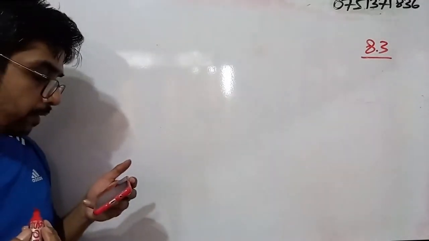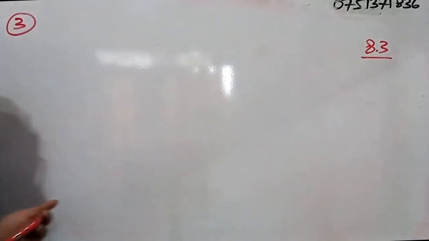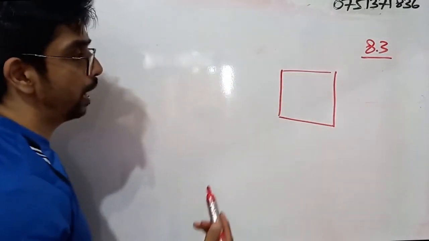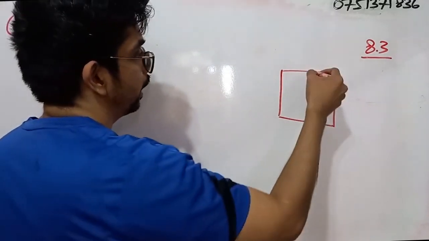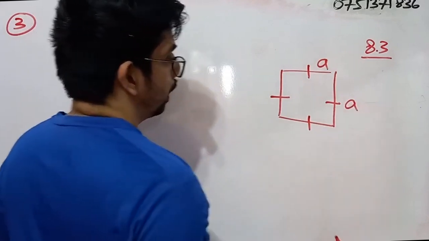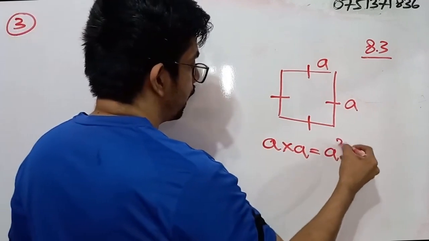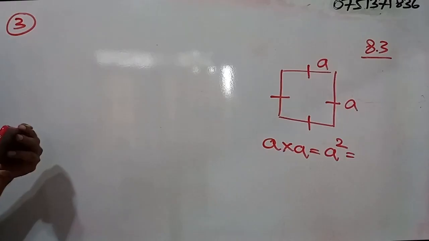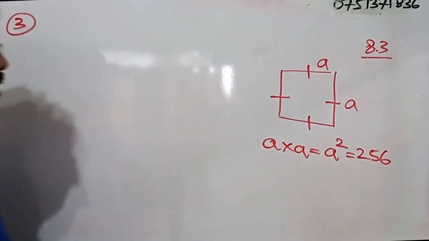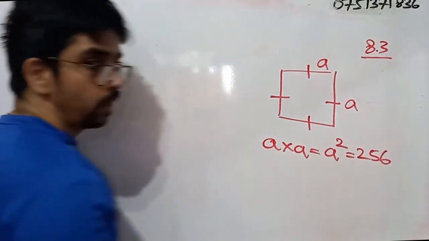What is the side length of a square shaped parking lot of area 256 square meters? We have a parking area, the shape is a square, right? So we'll take one side as A. Then what will be the area? A into A, A square. So this is equal to what? 256. So what are they asking? We need to calculate the square root, no?